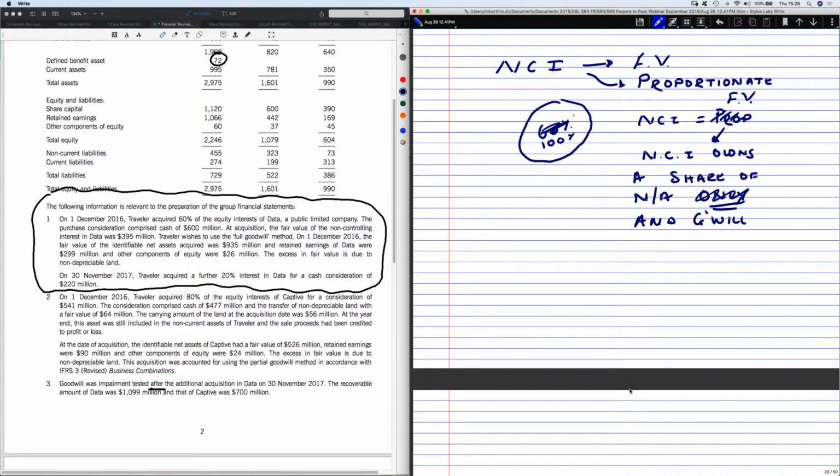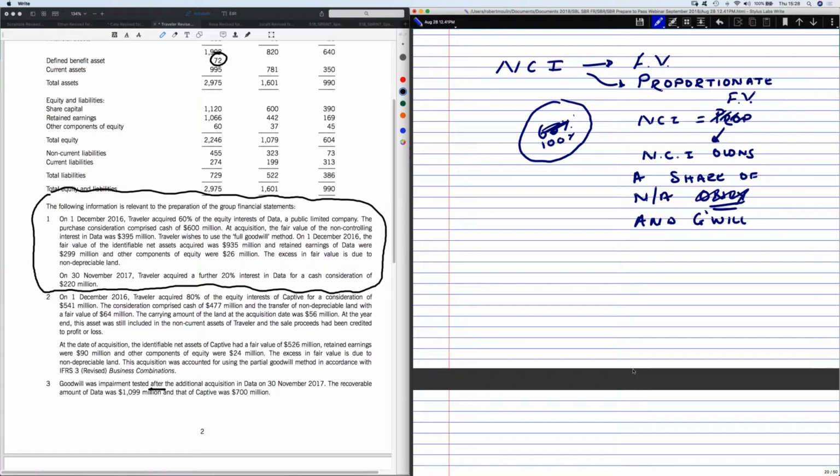So let me ask you this question, please. Under which policy will the NCI be a higher figure? Proportionate or fair value? Which policy produces the larger figure for the NCI? Right, fair value. Very good, everybody.